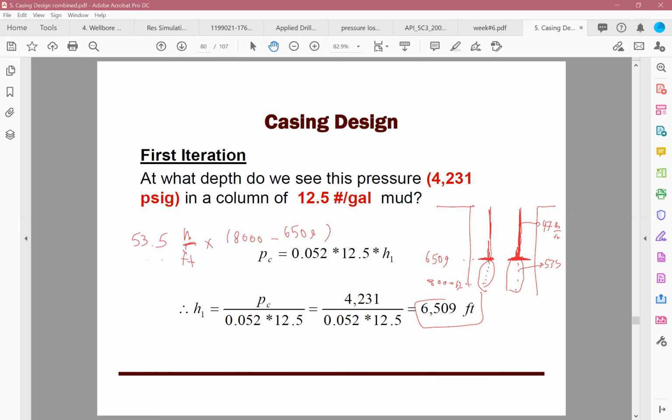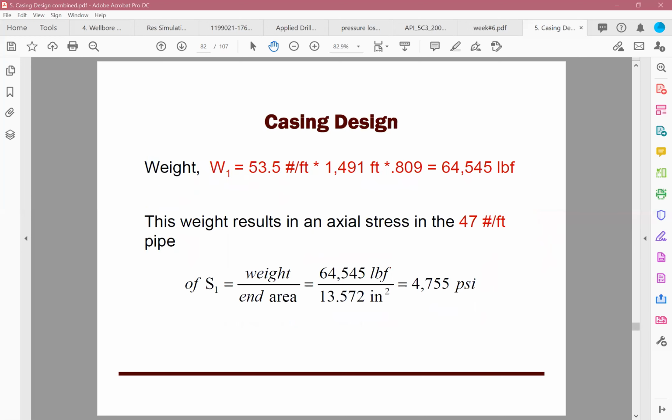Okay, so how do we redesign? We have to calculate a new collapse rating for the 47 pound per feet casing based on the actual tension that is being applied to that. Okay, how do we do that? Well, we first calculate that weight, which is this much, right?